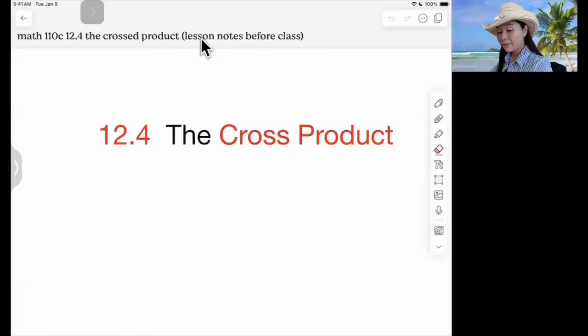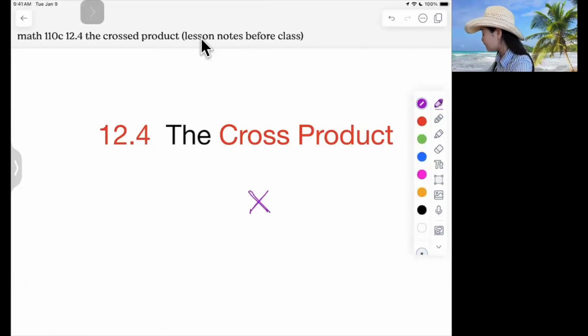So today we're going to talk about cross product. And what did we talk about last time? Dot product, right? Okay. Now the symbol for cross product, guess how it looks? It's a cross, right? It's a cross product.